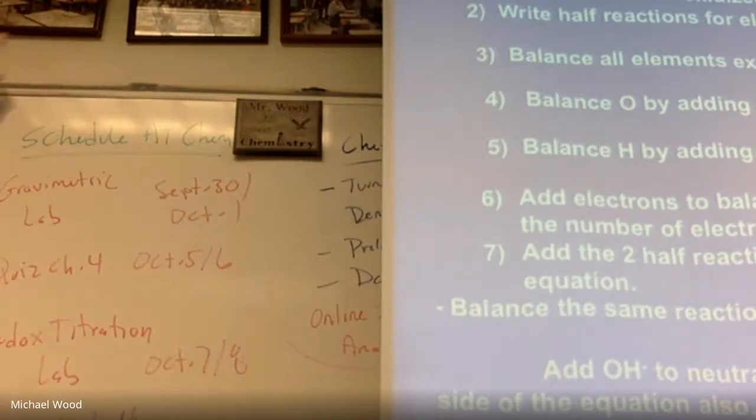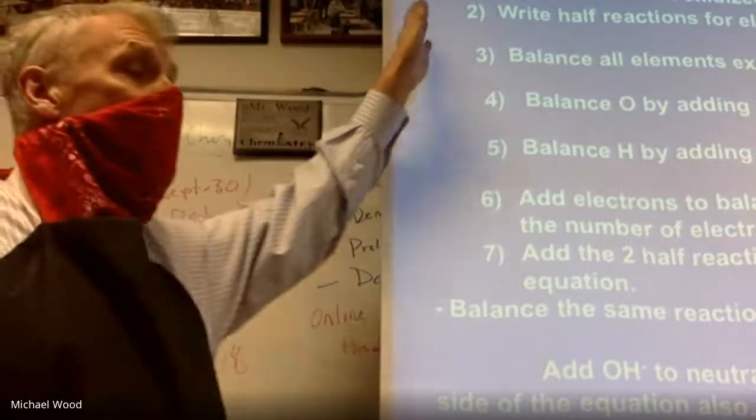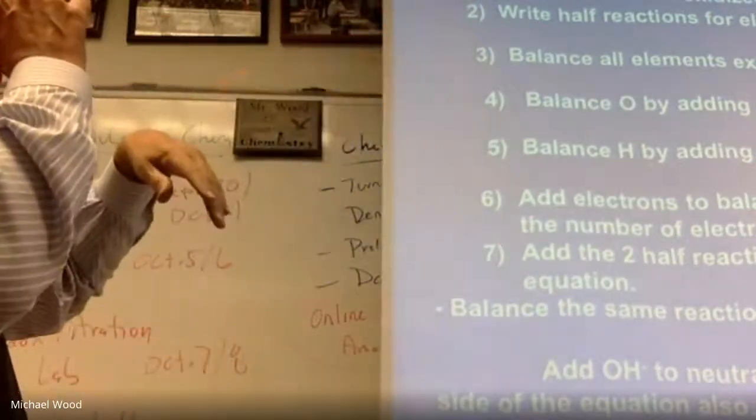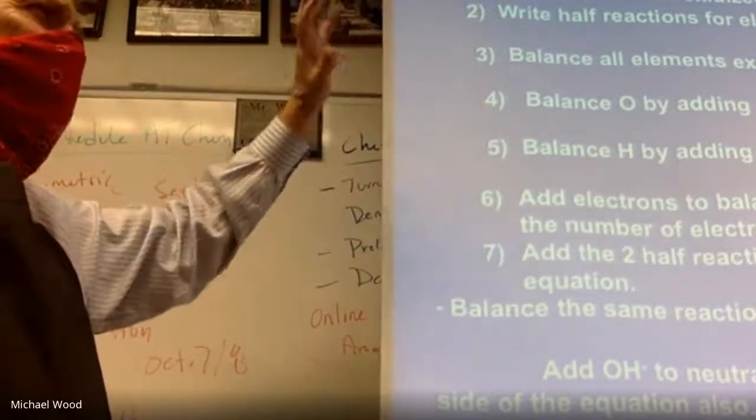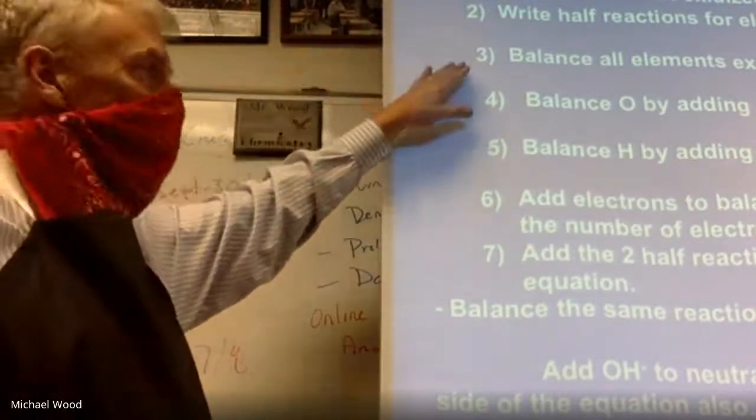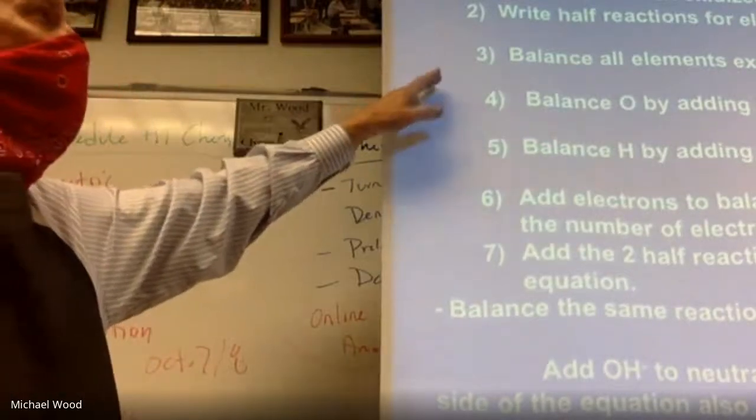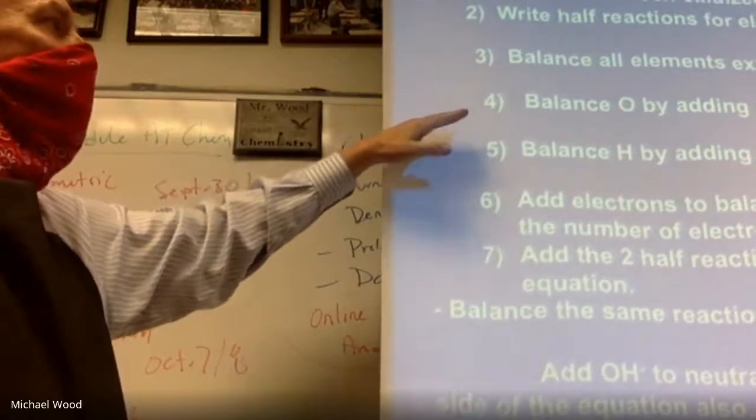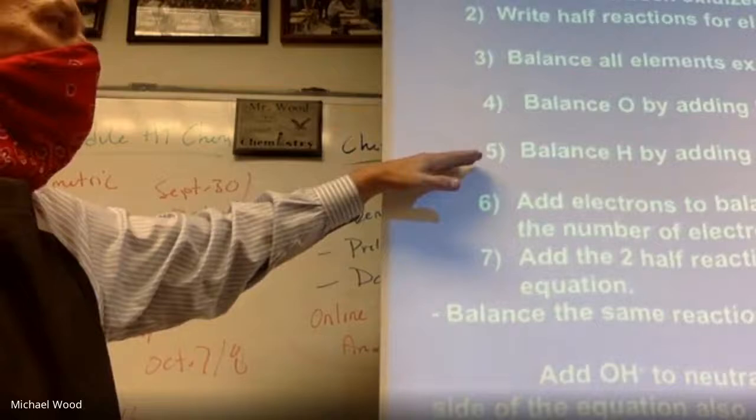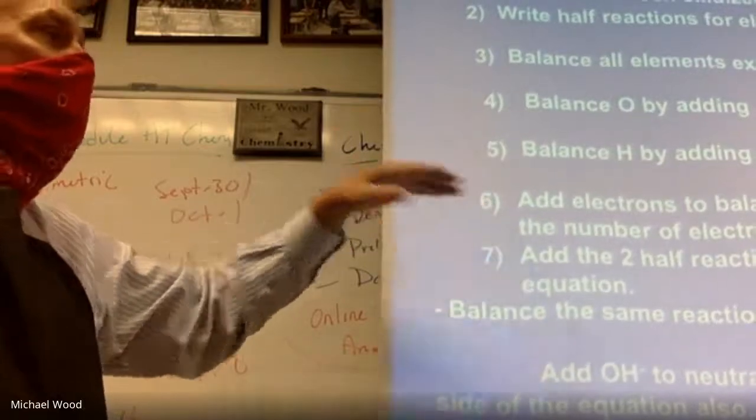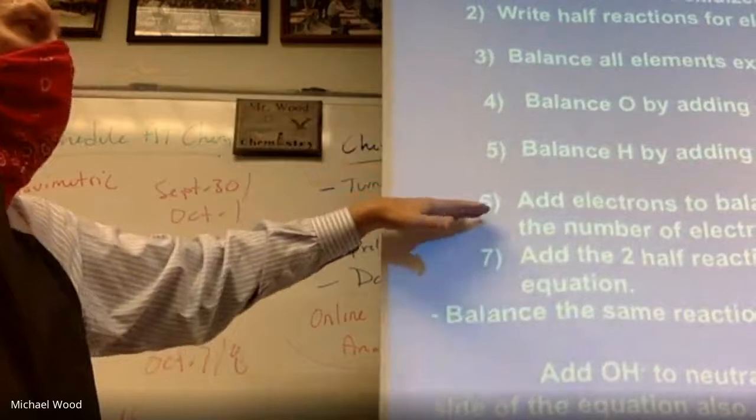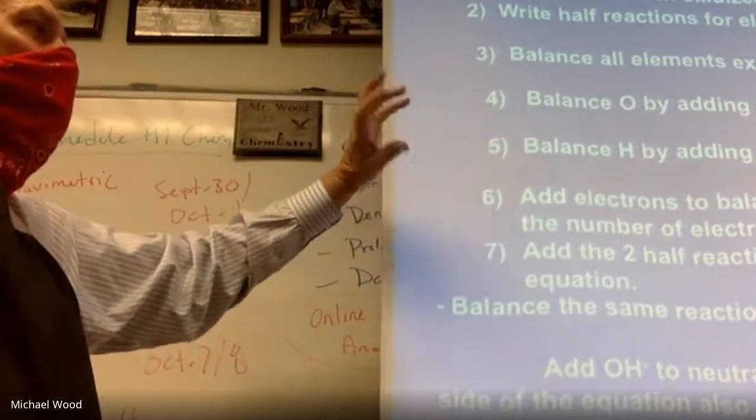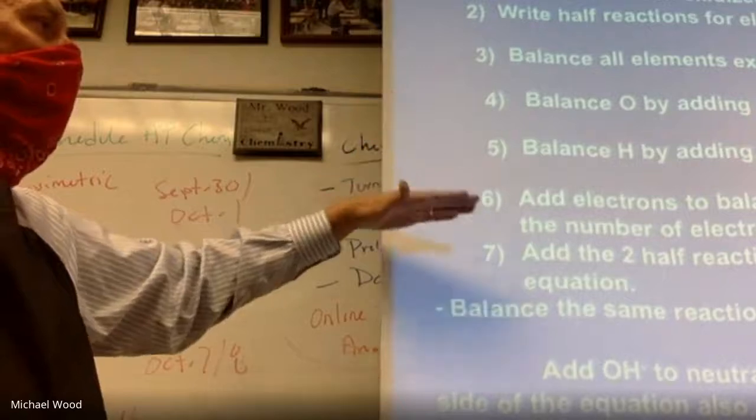The first thing we do is we assign oxidation numbers, and we figure out what's been oxidized and reduced. Then we're going to write half reactions for what's been oxidized, what's been reduced. And then a little bit different than normal balancing, we're going to balance all the elements except O and H. And then we're going to balance oxygens with water, and we're going to balance hydrogens with H+. Then this step 6 is where I always break down, and this is where I add electrons to balance the charge. And then I want to get the electrons equal on both sides. And then I add everything up.